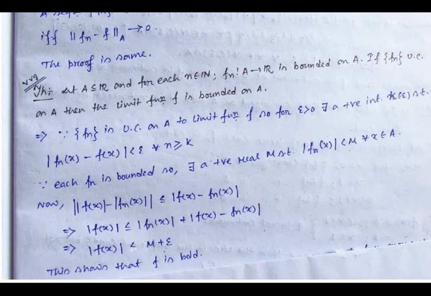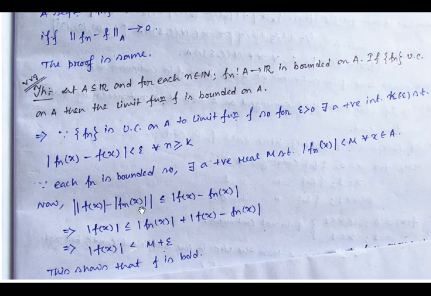So what is the definition of a bounded function? For a bounded function, we have a positive real number M such that |fn(x)| is less than M for each and every x belongs to capital A. Since it is given that each fn is bounded, for each n, obviously |fn(x)| is less than M for all x belongs to A. Now we know the inequality that | |f(x)| - |fn(x)| | is less than or equal to |f(x) - fn(x)|. This is the inequality that we already know.